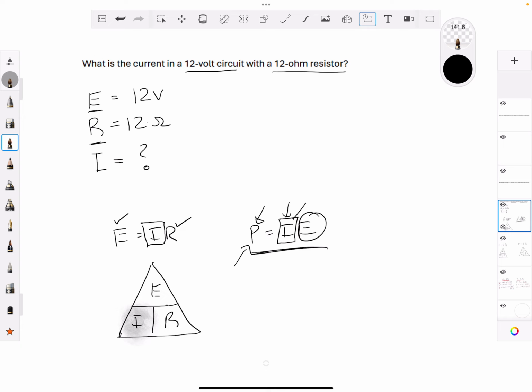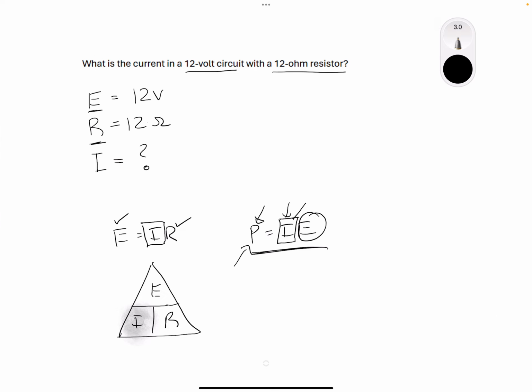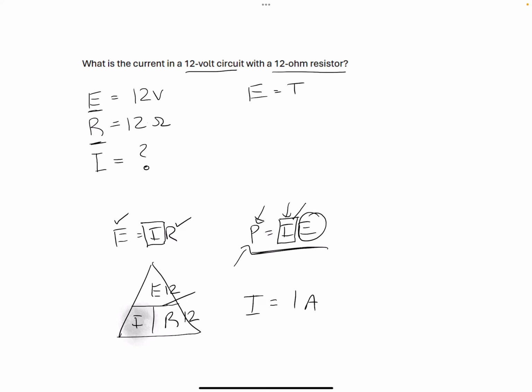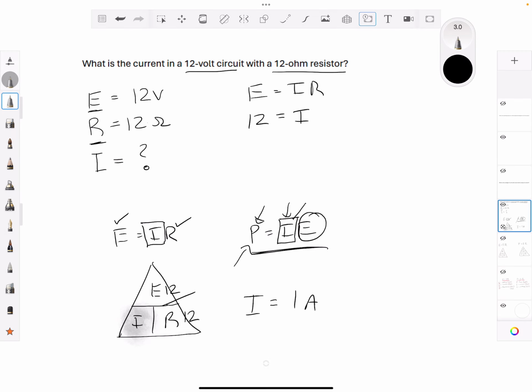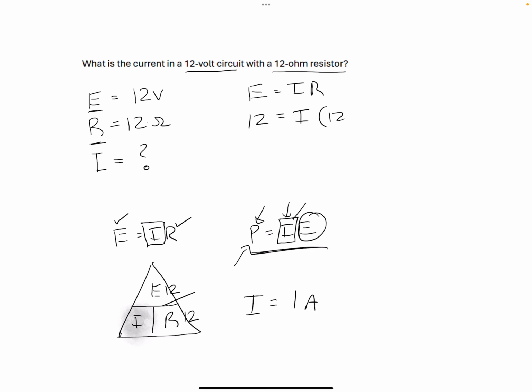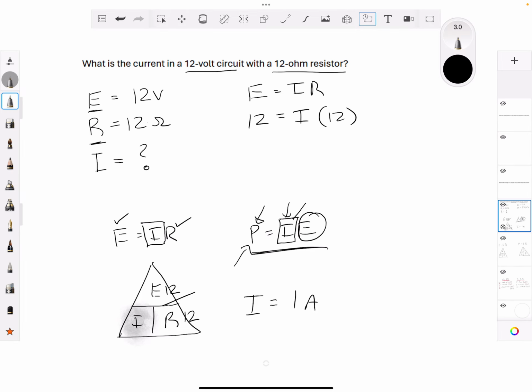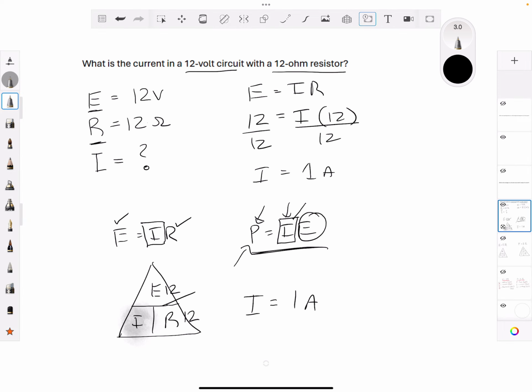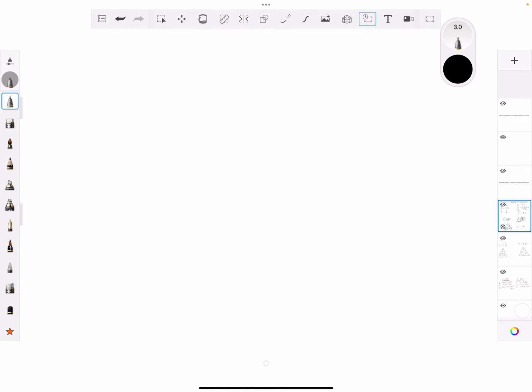So I'd do 12 divided by 12. And that would give me I, the current, is equal to 1 amp. And again, if I was just going to use algebra, I would just plug it in. So I'd go 12 equals I, my unknown, times 12. To solve for I, I need to divide both sides by 12. 12 divided by 12, I is equal to 1 amp. All right, perfect. So there's one example.